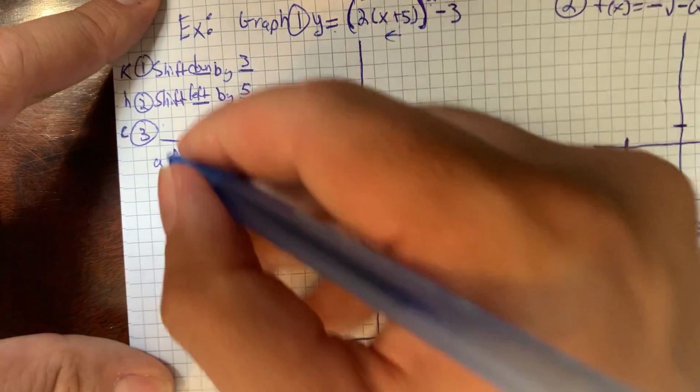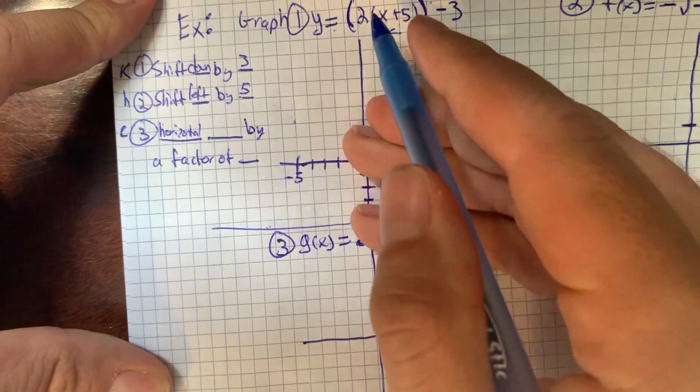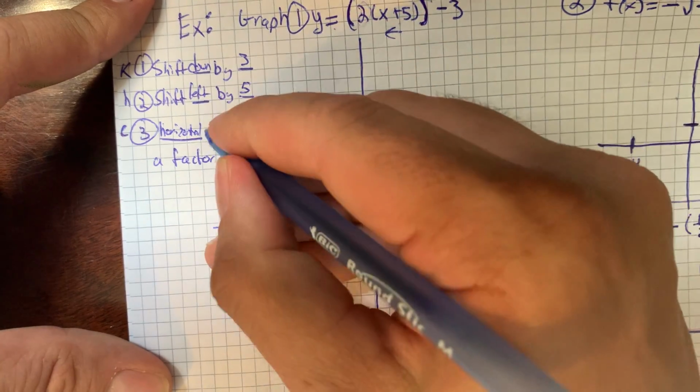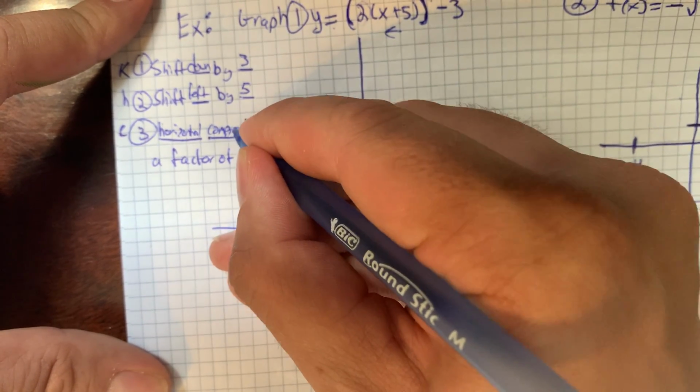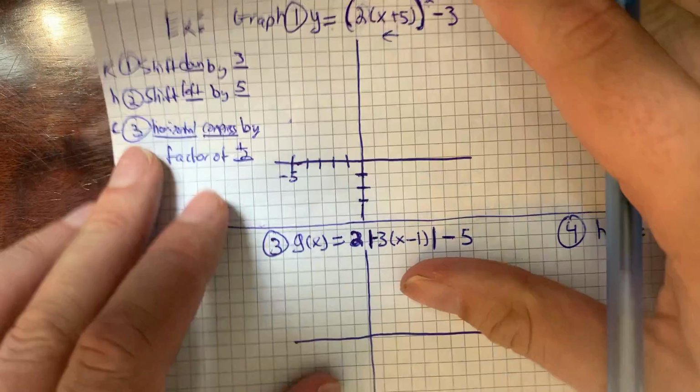And our C is going to be a horizontal, is it stretch or compress? Well, remember it's backwards, so it's compress here, by a factor of 1/2. And so let's look how to graph this.